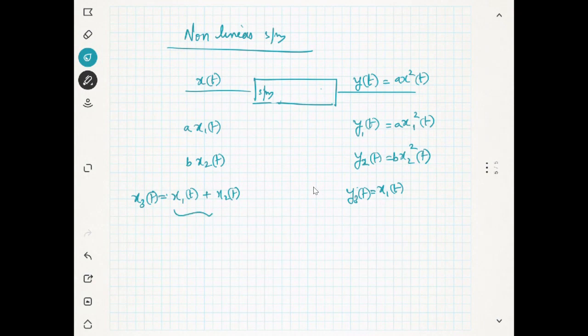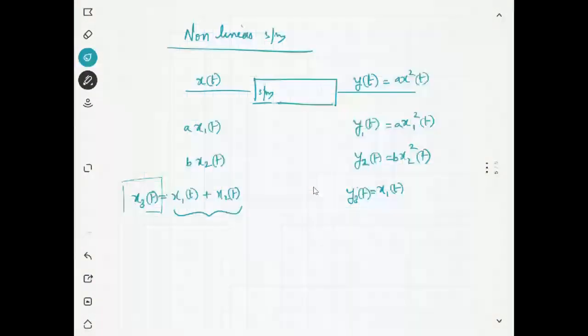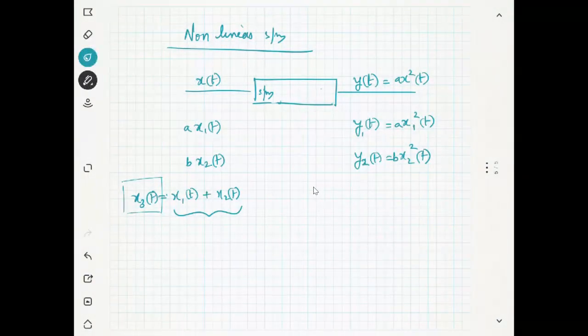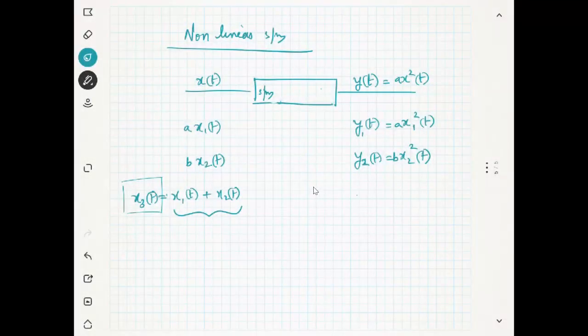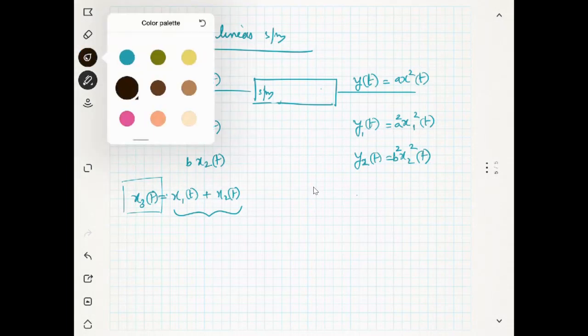You have to, the input, this is your input, which is nothing but x3 of t. y1 will be a square x1 square. Yes, a square x1 square. You see here, this is b, and b square x2 square. That will be the case. So, thank you for this. Okay, I forgot to write it.